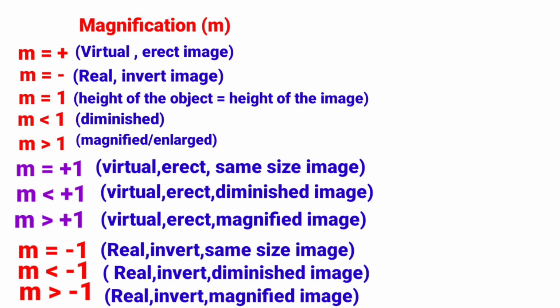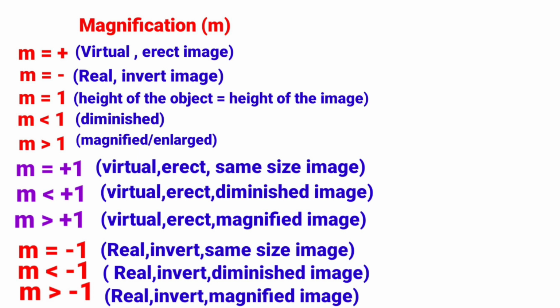For example, m is equal to plus 1, then it is virtual, erect. Why? Because positive means virtual and erect. Equal to 1 means same size image. So virtual, erect and same size image. Next, m is less than plus 1: virtual, erect and diminished image. m is greater than plus 1: virtual, erect and magnified image.